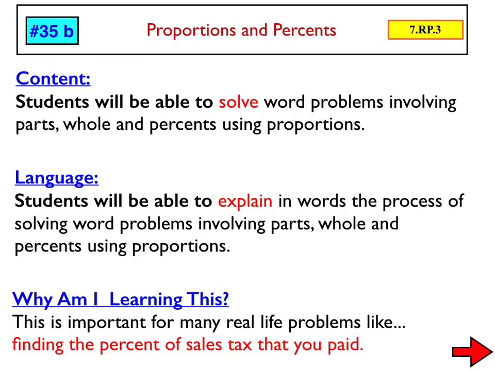Anytime you buy something, you have to pay a sales tax. Sales tax is a percentage of the amount that you have to pay for that product. You can also use percents and proportions when you're trying to calculate tip or finding commission, discount, when you use coupons, all that stuff. We're going to learn more of that on our next lesson.